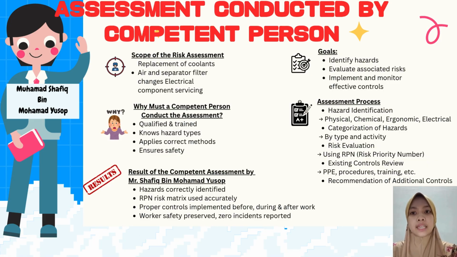Assessment process: hazard identification, like physical, chemical, ergonomic and electrical. So, category of hazard by type of hazard activity. Like before, I will present. Then, risk evaluation using RPN, risk priority number. After this, my member will present to you all. Then, existing control review: PPE, procedure, training and so on. Lastly, recommendation of additional control.